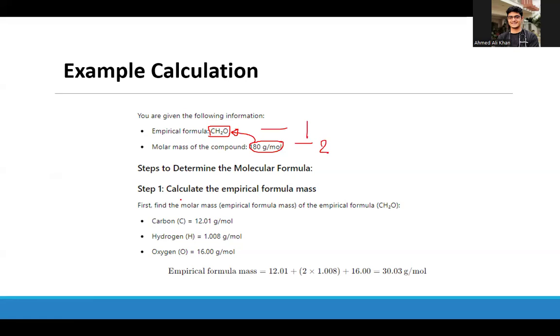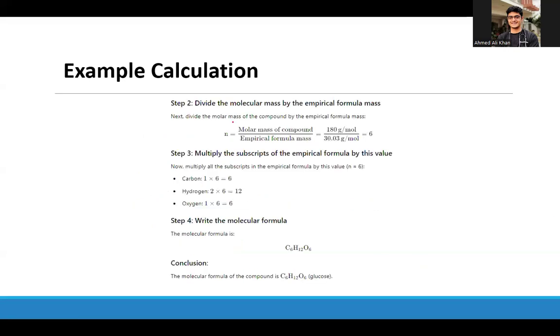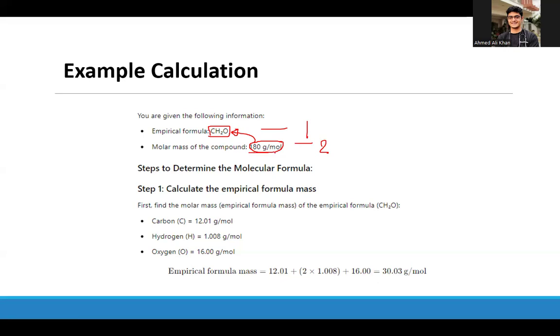The first step is to calculate the empirical formula mass, just like we talked about a few moments ago. You add up the mass of one carbon, two hydrogen atoms, and one oxygen atom. That gives you 30 grams per mole. The next step is to divide the molecular mass by the empirical formula mass. The molecular mass of that compound is already given: 180 grams per mole. And you have the empirical formula mass.